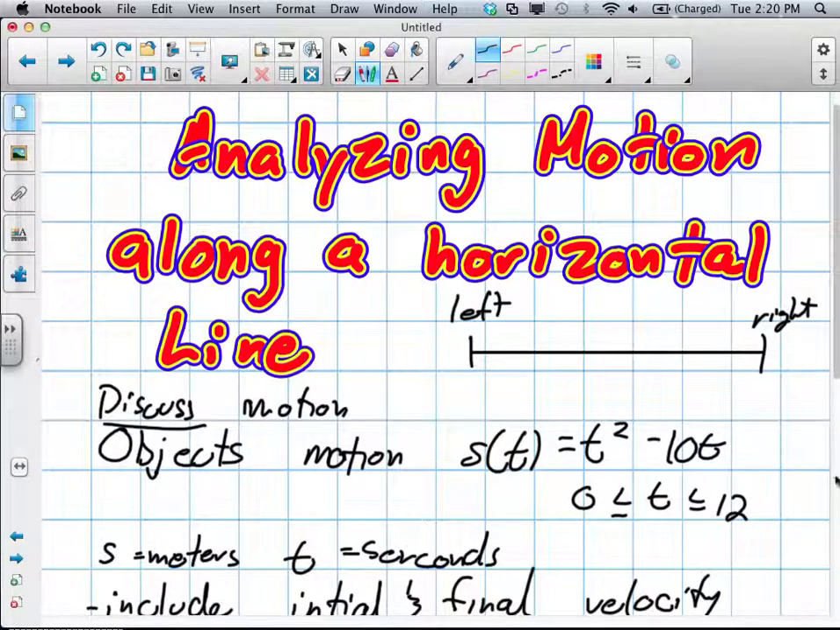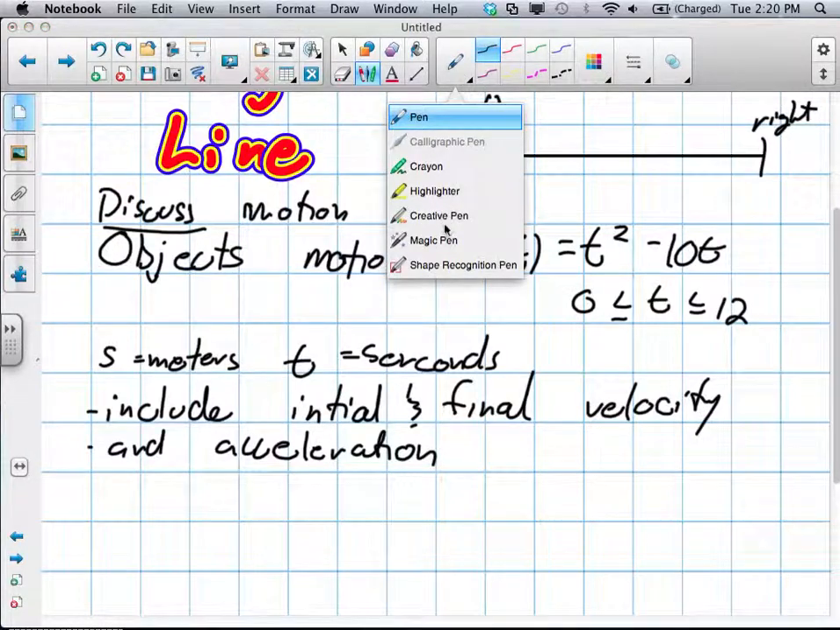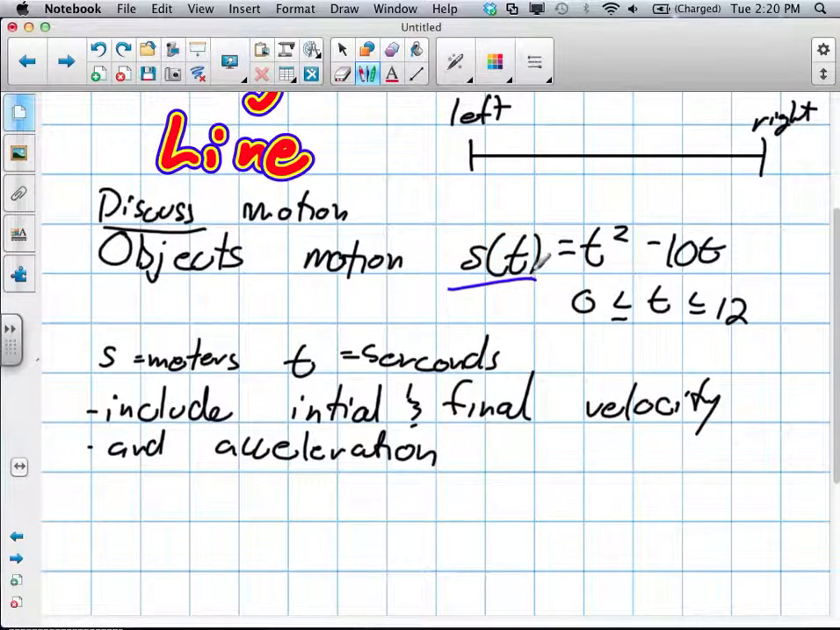And the object's motion is modeled by this function here, s at t. So that's its motion along a straight line, so we know it's horizontal. And its displacement from its starting point is modeled by this in terms of time. Time is only between 0 and 12 seconds. This parameter is very important.